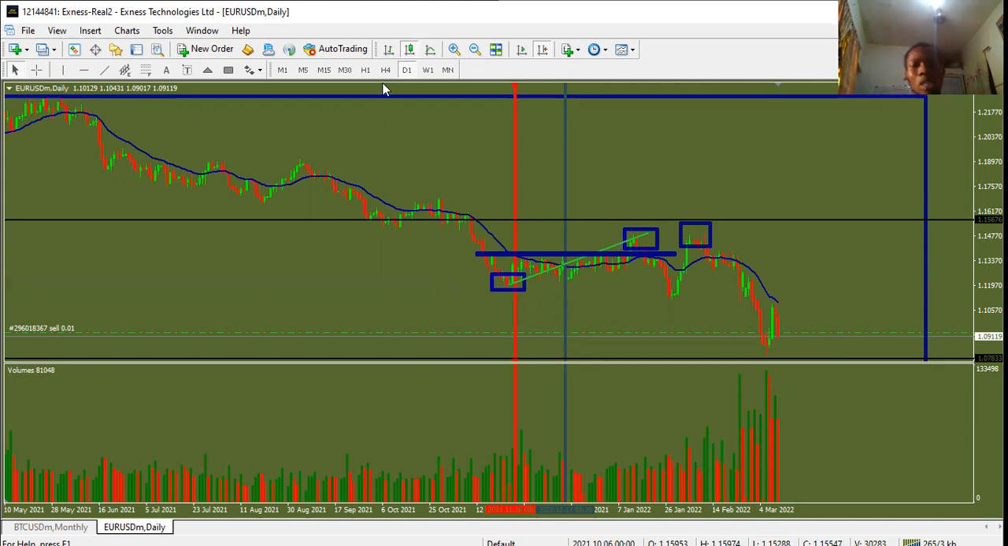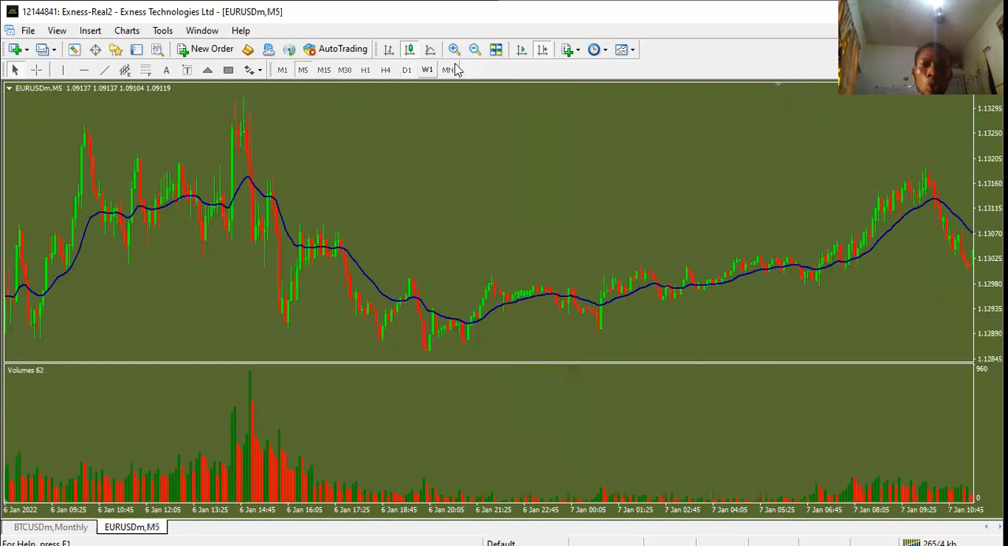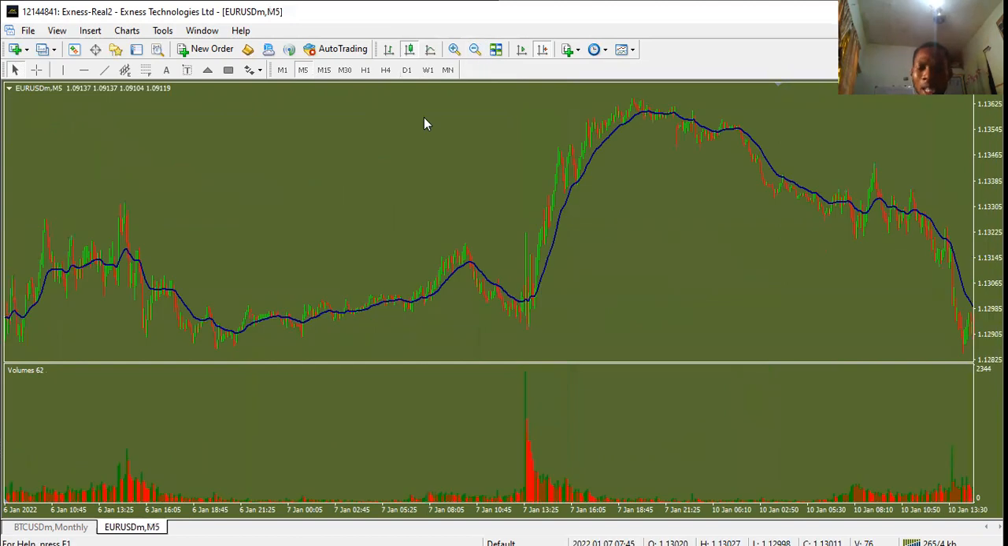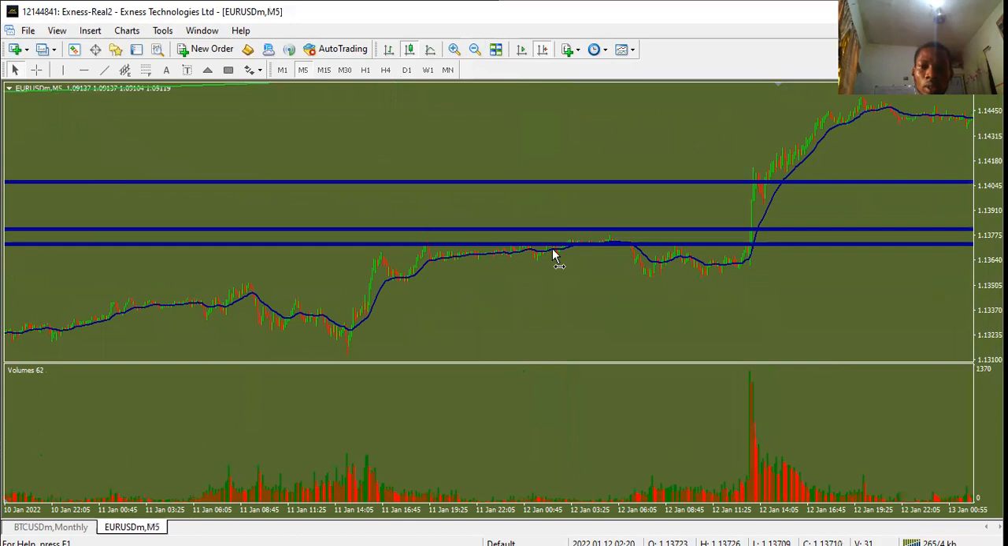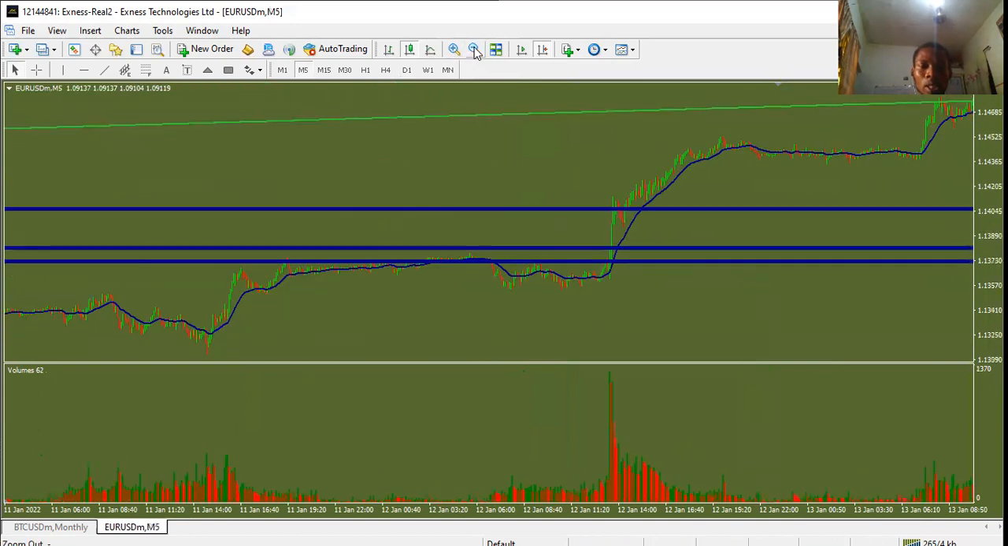Remember, we are trying to see the relationship between market structure in other time frames and the higher time frame. Now, I will come down to the 5 minutes time frame. Let's go to the lowest time frame, 5 minutes. We want to analyze that particular area where price, okay, this is the low.